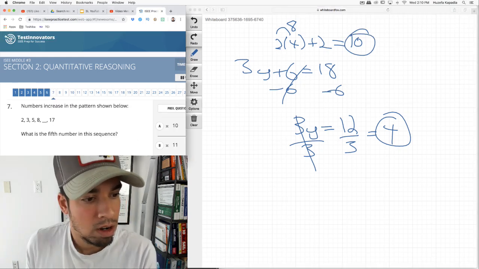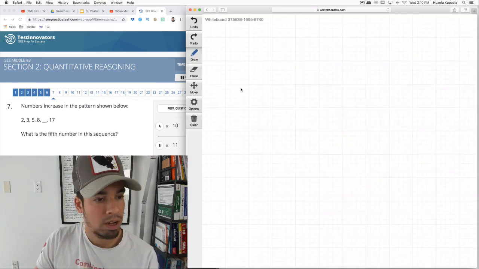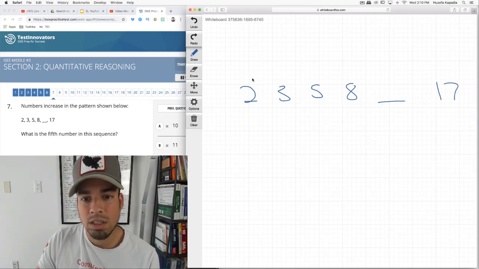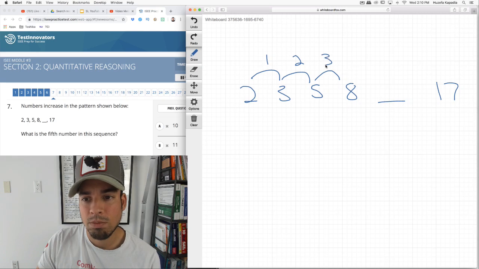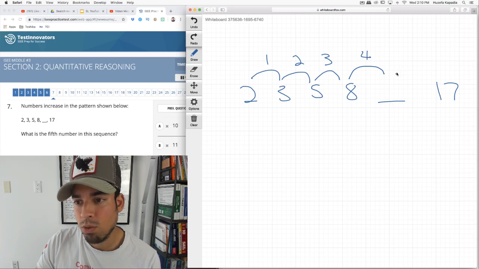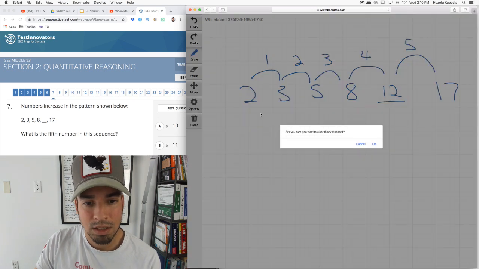Next. Numbers increase in the pattern shown below. Okay, so we've got to identify the pattern. 5, 8, I see a jump of 1 first, then I see a jump of 2, then I see a jump of 3. So I can see that the pattern seems to be jumping by successive integers. This is probably going to jump by 4, and then it again jumps by 5. So if 8 jumps by 4, it goes up to 12. And notice then we go 12 to 5 plus 5 is 17, and indeed that makes sense.